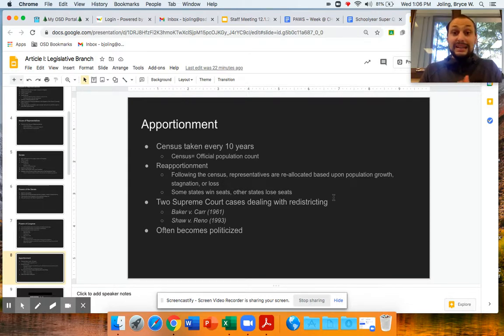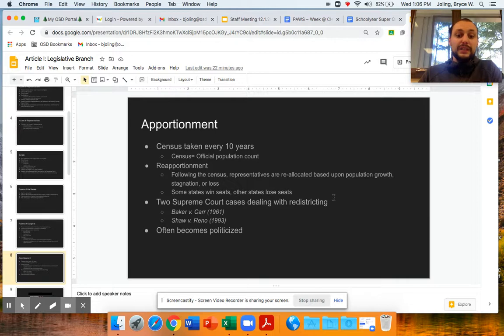And although it hadn't ever been challenged in decades, when it was challenged in '61, the Supreme Court ruled that the districts in states must be equal with regards to population.